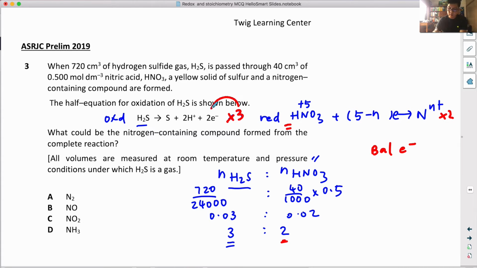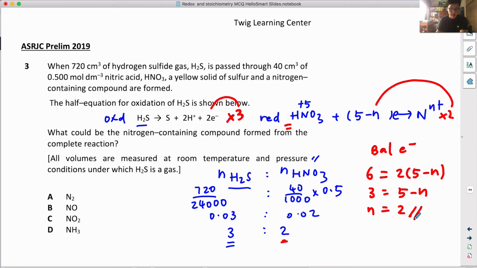So 3 times 2, 6 electrons here. 2 times 5 minus N. So 3 equals 5 minus N, so N equals 2. Alright, so this is the final oxidation state of nitrogen. N must be 2 plus. So if you look at all the options, only B gives you N equals plus 2. Okay, so N is plus 2, O is minus 2.